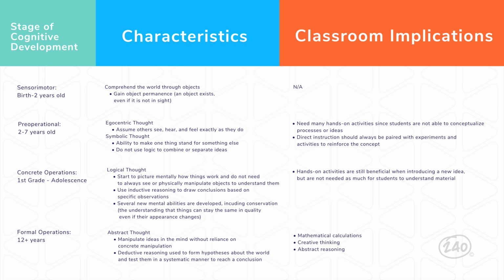From first grade to adolescence, students get into logical thought. They can picture mentally how things work and don't always need to see or physically manipulate objects to understand them. They also use inductive reasoning, or drawing conclusions based on specific observations, along with a bunch of new mental abilities like conservation. Finally, from 12 years and beyond, students can manipulate ideas in the mind without reliance on concrete manipulation. They'll use deductive reasoning to form hypotheses about the world and test them in a systematic manner to reach a conclusion.